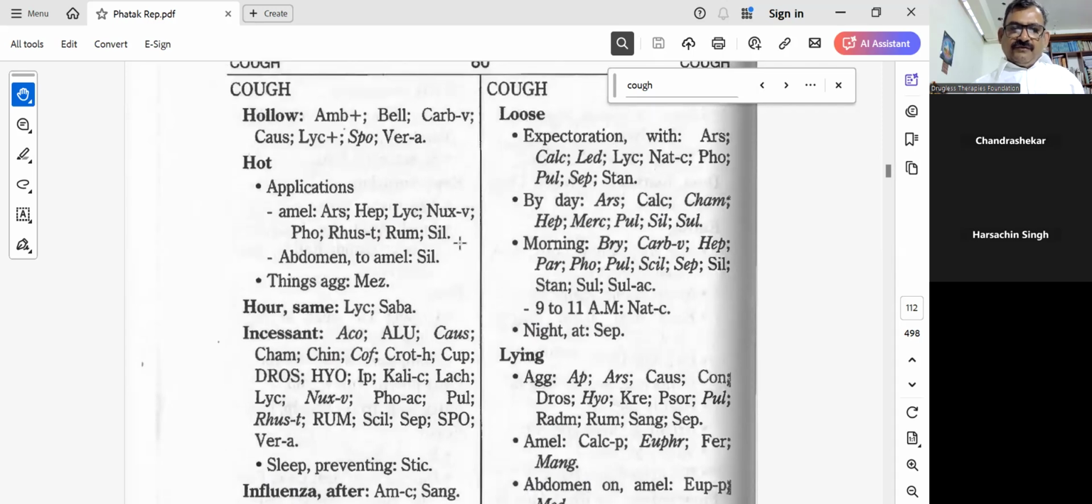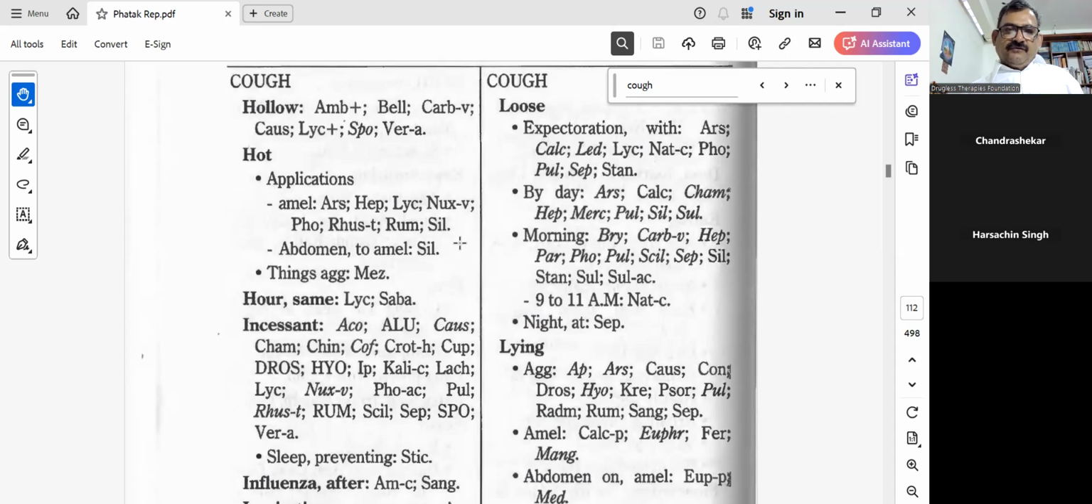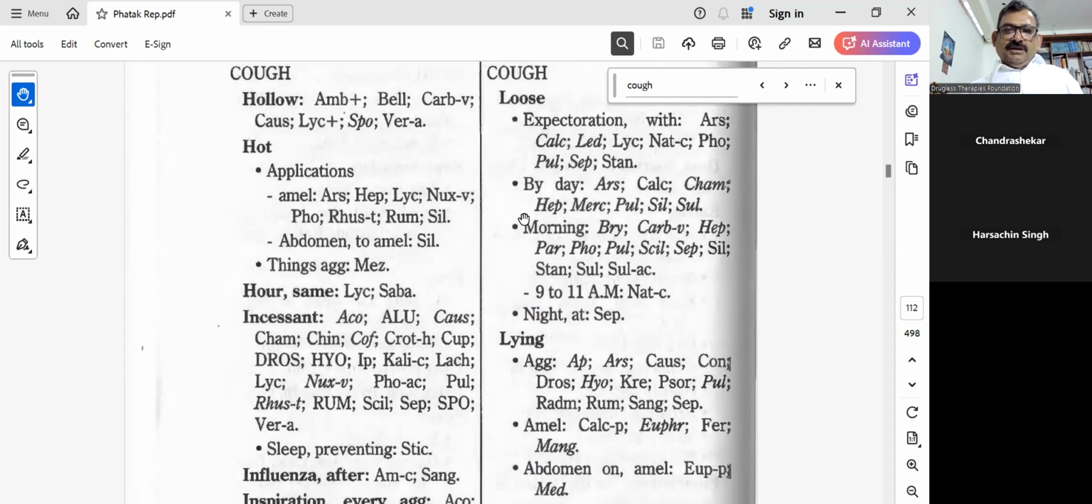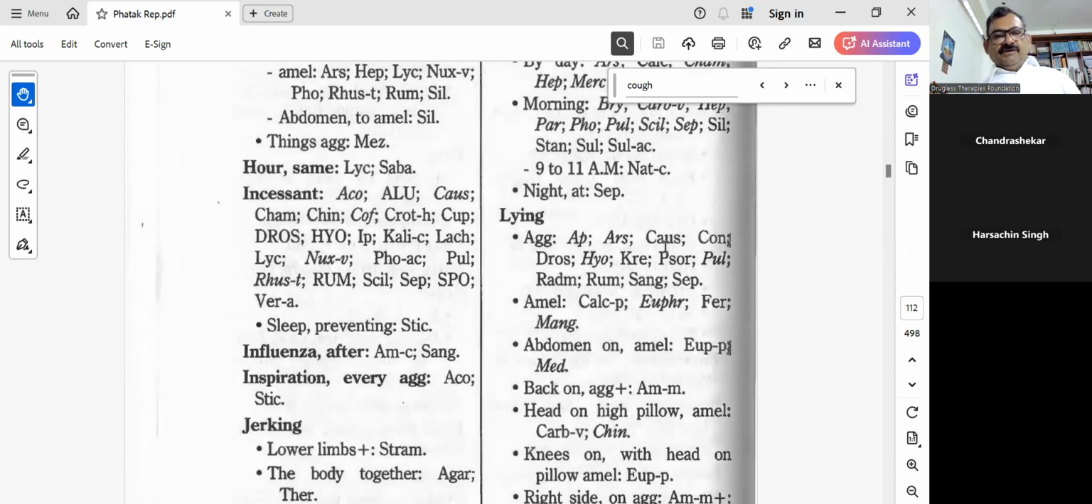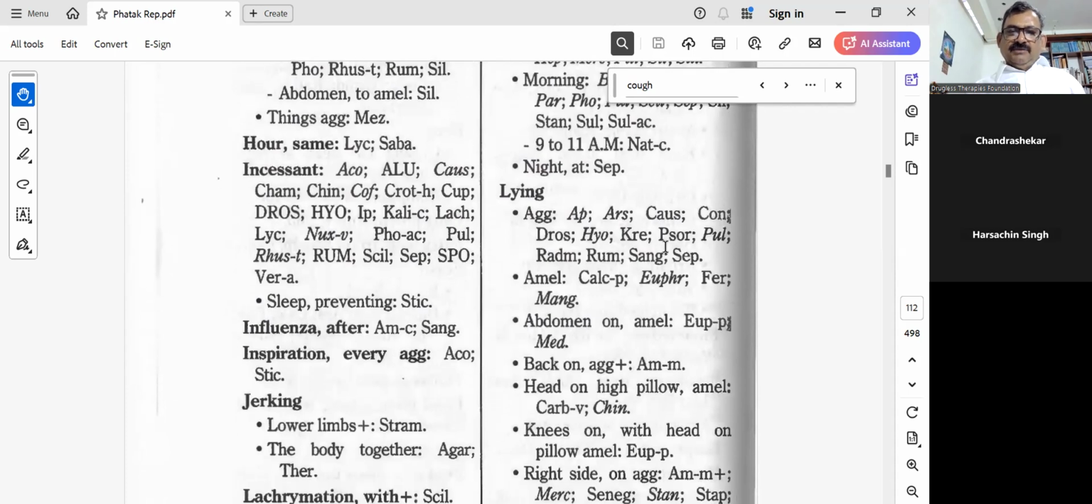Loose cough. Lot of expectorations are there. Means a lot of phlegm will come. In that time, you can think of a loose cough. So you ask them, when you're coughing, do you get phlegm? That time if they say yes, then you can think about this. Lying down aggravation. When they lie down, it is more, that time these are the remedy.